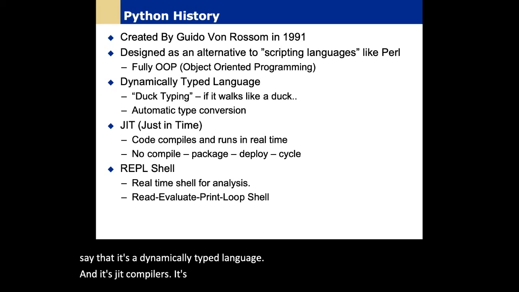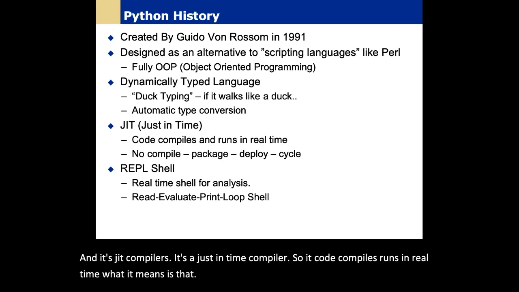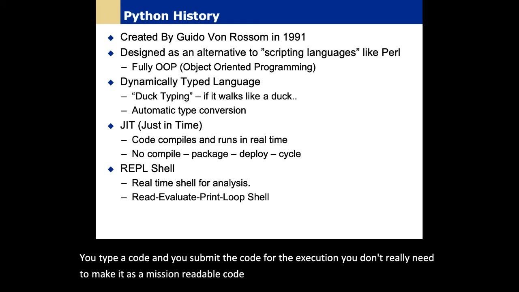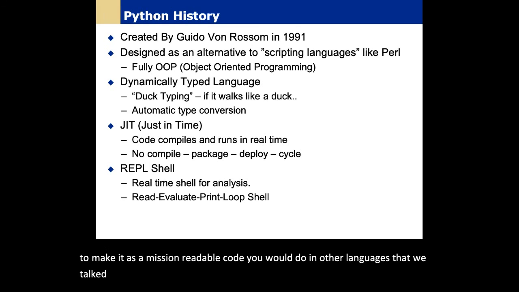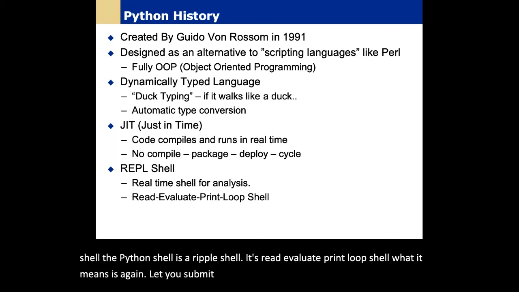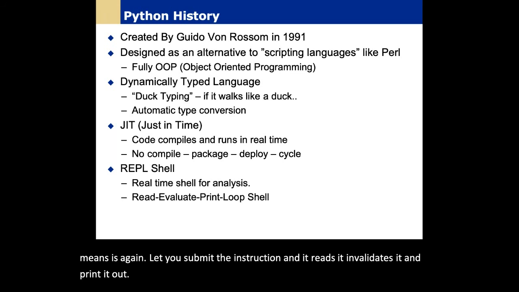And it's a just-in-time compiler, so the code compiles and runs in real time. What it means is that you type code and submit it for execution. You don't need to make it machine readable code like you would in the other languages we talked about. So it makes it an interpreter, not a compiler. We also call it a REPL shell. The Python shell is a REPL shell: a read, evaluate, print loop shell. What it means is that you submit the instruction, it reads it, evaluates it and prints the output, and that is repeated in the shell. So it's called a REPL shell.